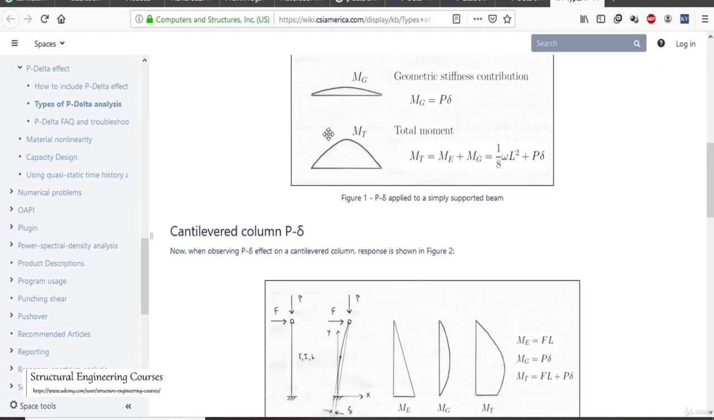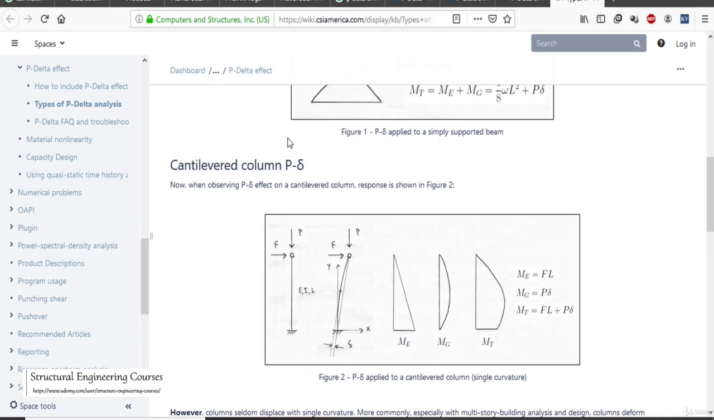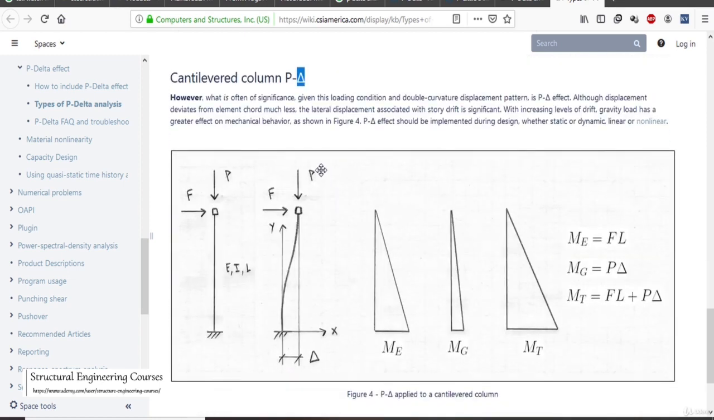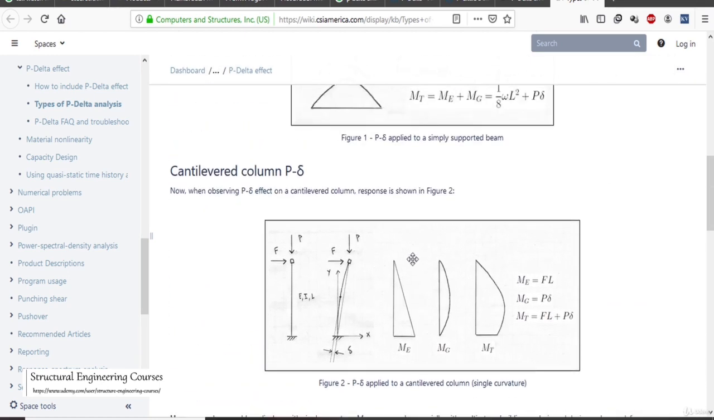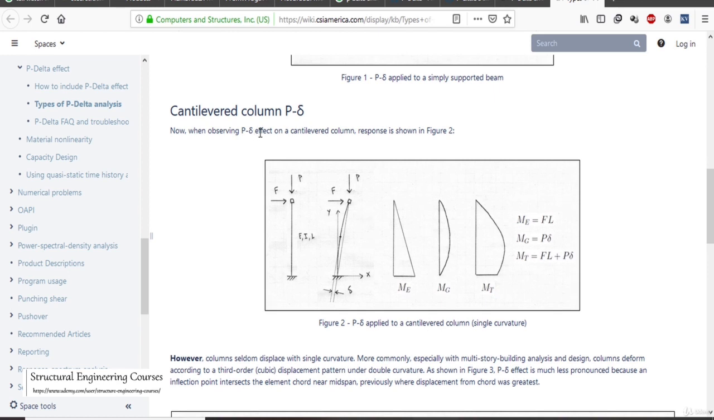I hope things are clear about what we mean by simply supported beam P delta. Now we come to the main thing we need to learn: cantilevered column P delta and cantilevered column P capital delta. When we observe the P small delta effect on the cantilevered column, the response is shown in figure 2. You can see that we are applying a force F here. The height of this column is L, and this is the axial load P, and due to this axial load P it displaces in this particular direction. This value, from this point to this point, is small delta.